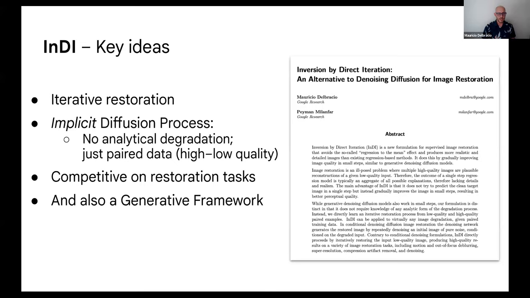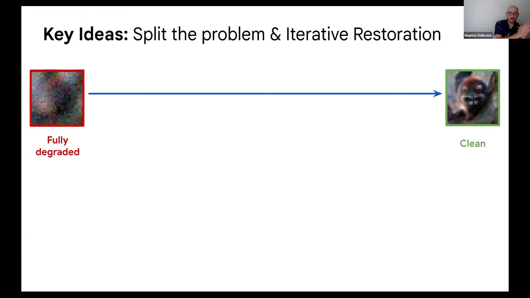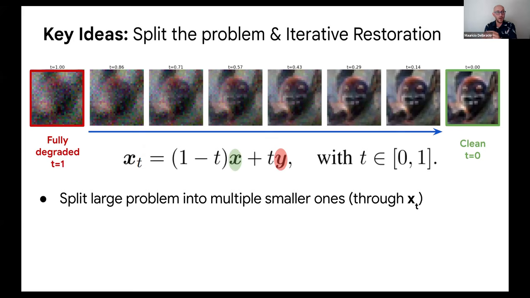So how does it work? The key idea is trying to split the reconstruction process into multiple smaller ones. So instead of trying to directly estimate the clean image in one step, what we're going to do is split this problem into multiple smaller ones, right? And how do we do that? Well, we do this by this very simple formulation where we introduce these intermediate degradations, here denoted by XT, that are just convex combinations of the high quality X target and the low quality input Y, right?